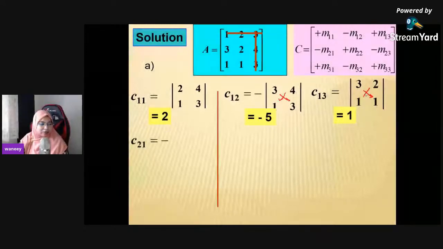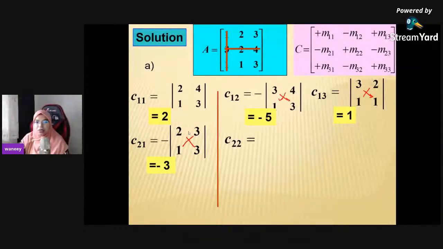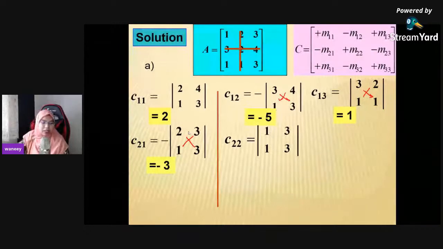Now C21. Deleting second row, first column: 2, 3, 1, 3. So 2 times 3 minus 1 times 3, and once you have the answer, multiply by negative 1. So it will give you negative 3. C22, deleting second row, second column: 1, 3, 1, 3. Again AD minus BC, so 1 times 3 minus 3 times 1. So it will become 0.